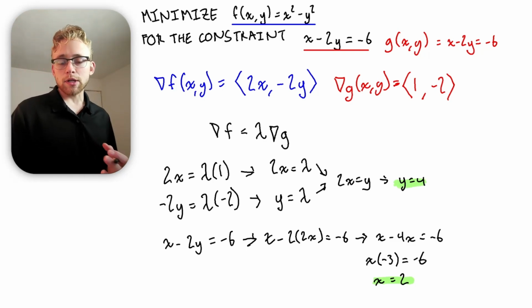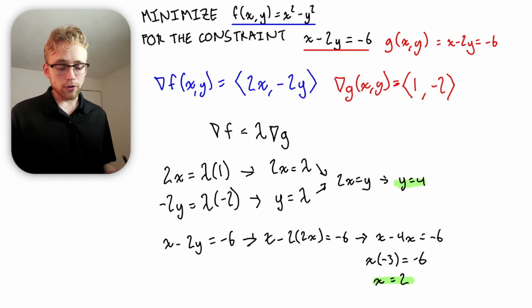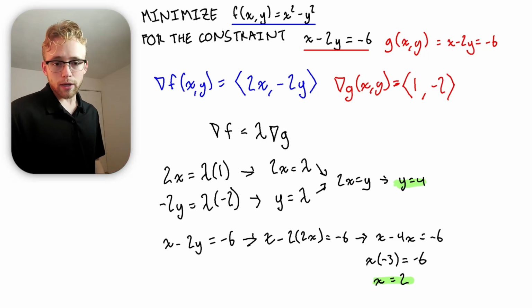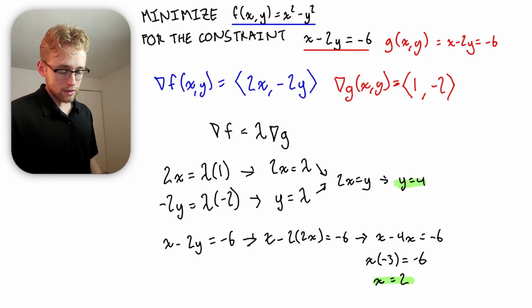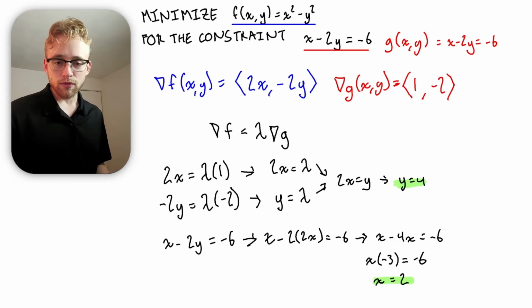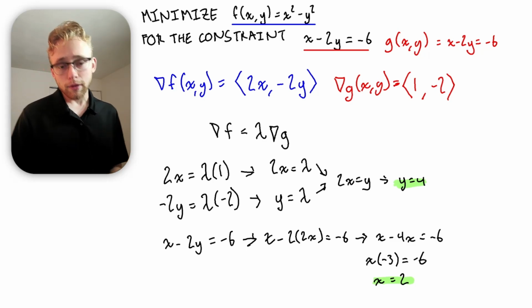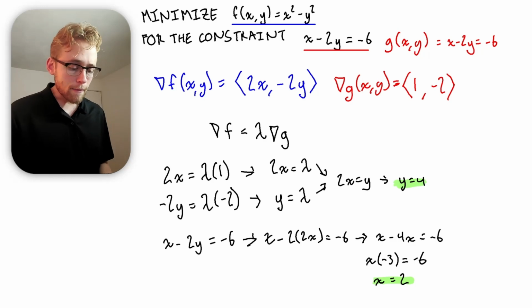You'll notice in this particular case, we didn't even need to find lambda. You could go in and solve for lambda, but why would you? In this case, it's equal to y, so we know that lambda is 4, but it's not particularly relevant at this point. Okay, so now we have our x and y value. What do we do? We plug it back into our original function.